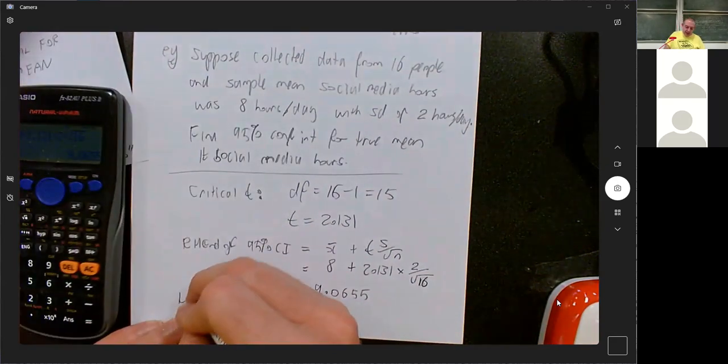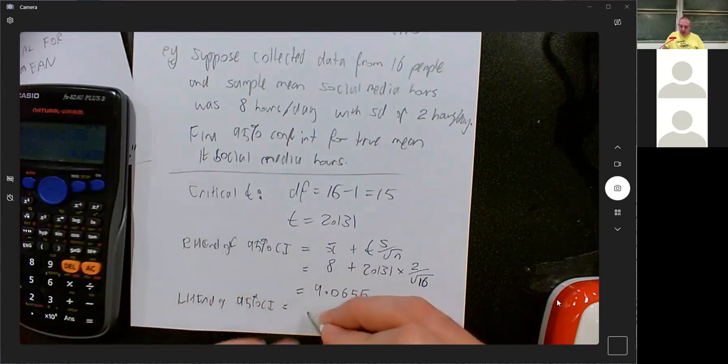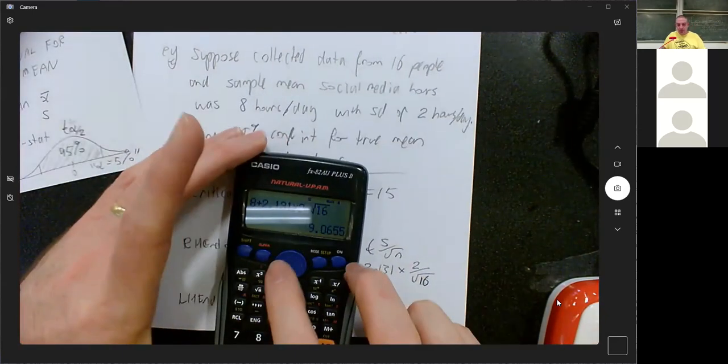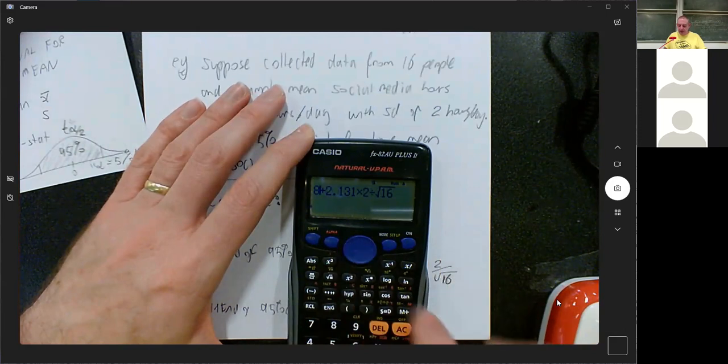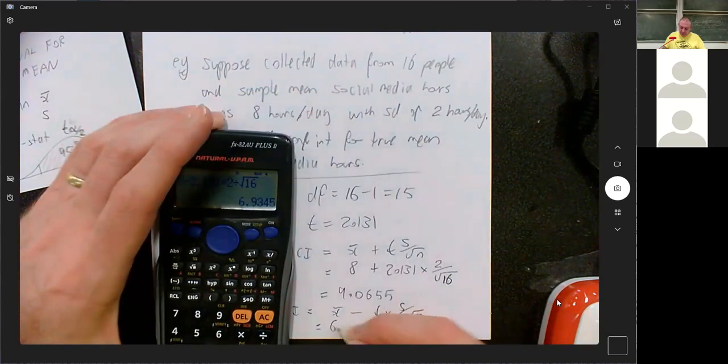Whereas the left-hand end of the 95% confidence interval will be the same, but with a minus. And if you've got a nice scientific calculator, you can go back and delete the plus and put a minus instead. You get a 6.9345.